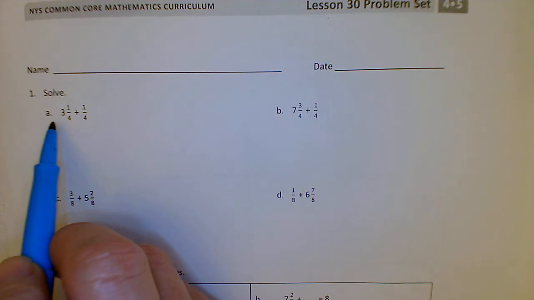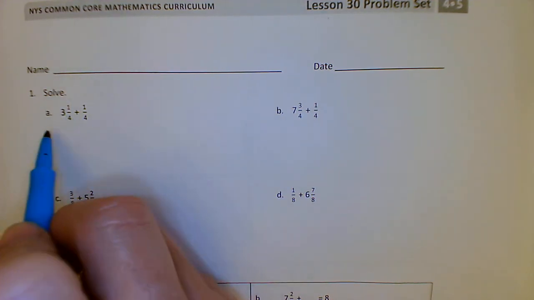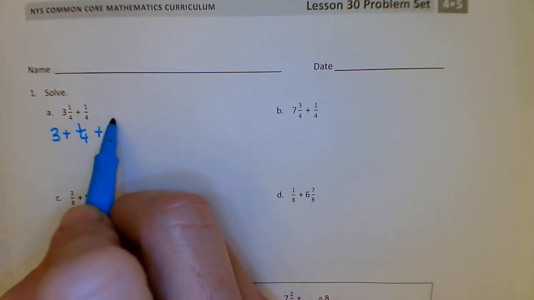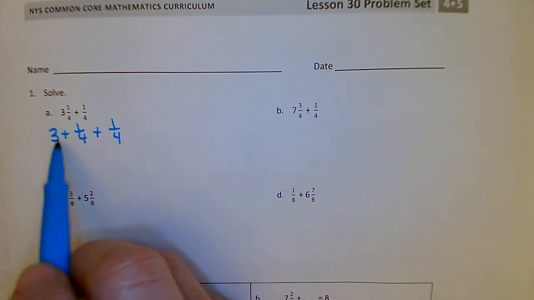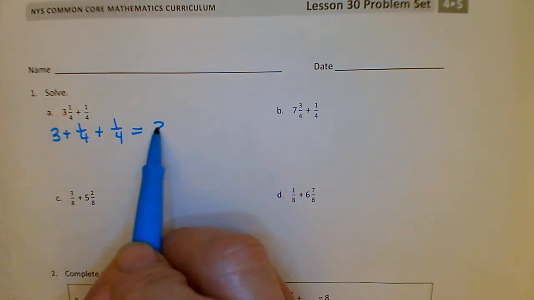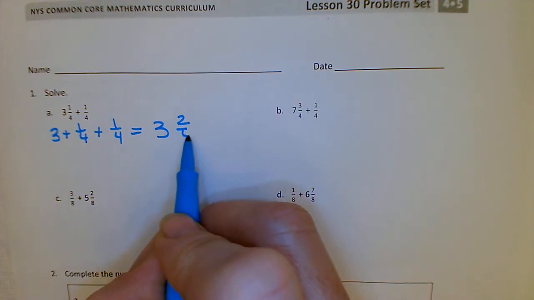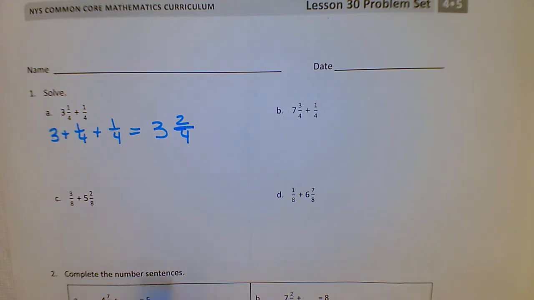Again, here I have 3 and 1/4 plus 1/4. The way I want you to think about this is that this is 3 and 1/4, plus 1/4, and then you can hold on to that whole number. So you're going to get 3, and then 1/4 plus 1/4 is 2/4. Or you can do a number line if you want, whichever way you want. Again, we're flexible here.